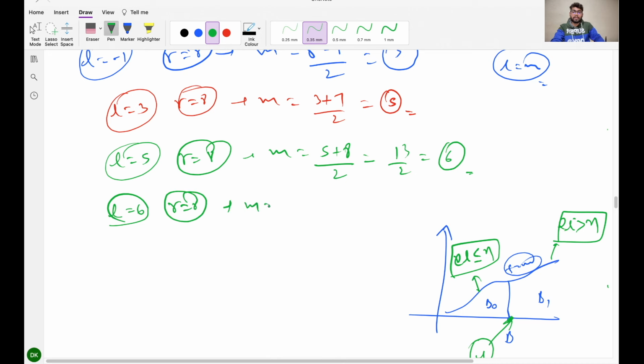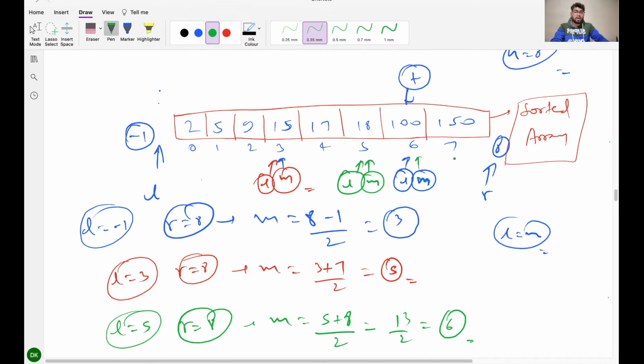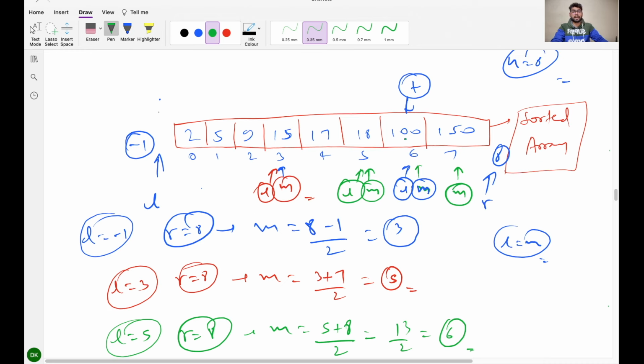Okay, again my M equal to (6 plus 8) divided by 2, that is 14 divided by 2, that means 7. Okay, now my M is at 7 and L is at 6 and R is at 8. So I check if this current element is greater than or equal to my target or not.